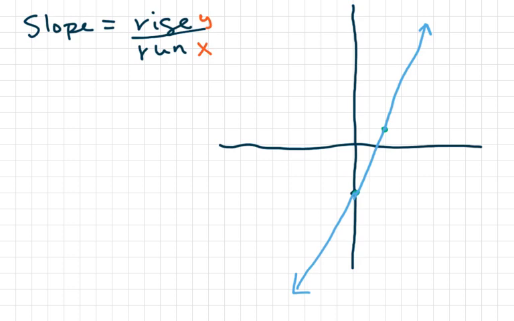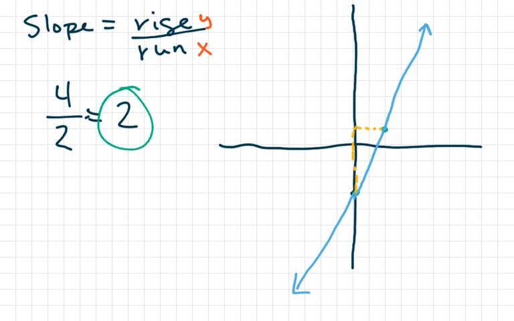I'm going to start at this point and count how much I go up versus how much I go over. I'll do my rise first. I'm going to start here and go 1, 2, 3, 4. Then the run is 1, 2. So the run is 2. So 4 divided by 2 equals 2. The slope equals 2.